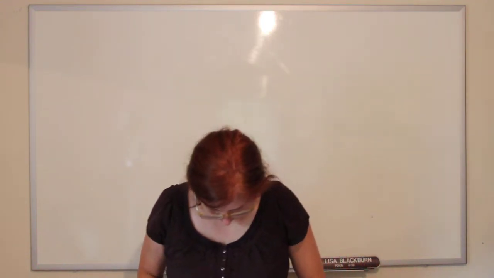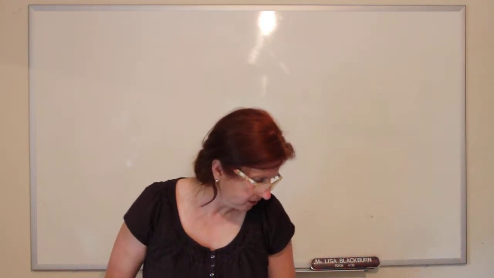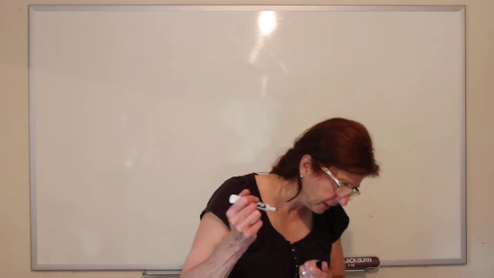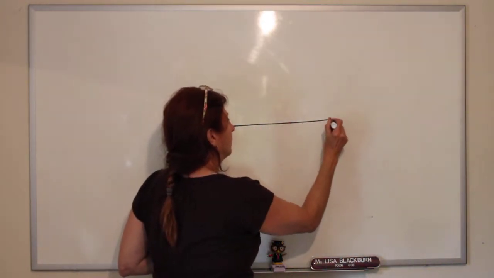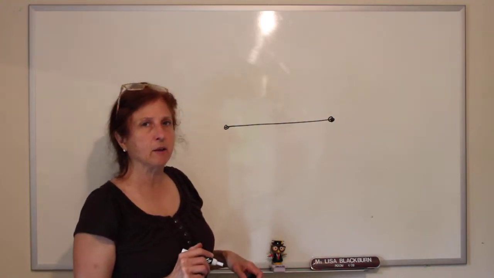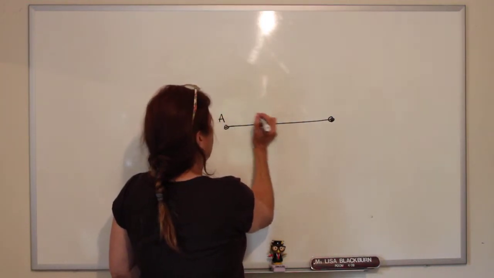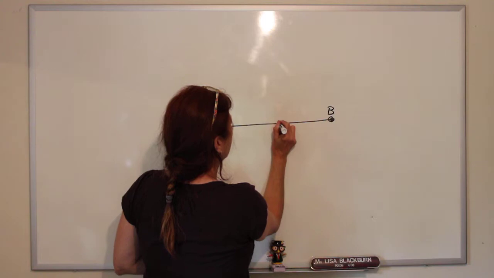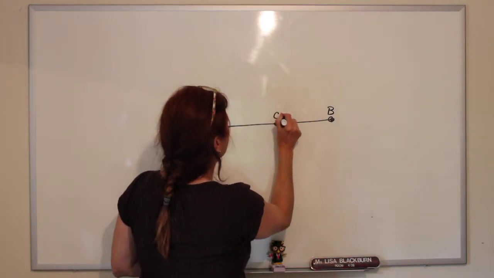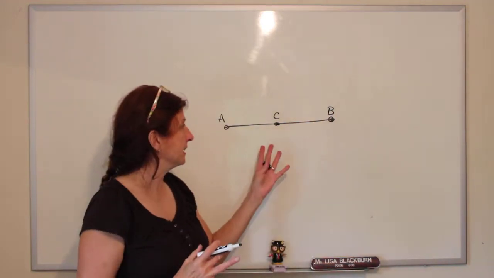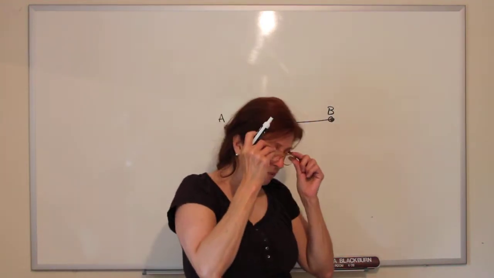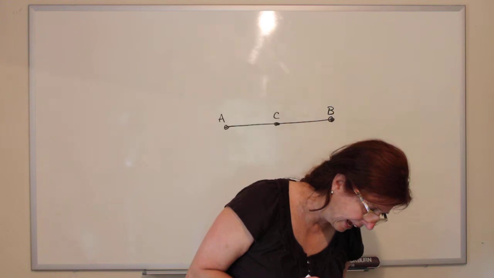So let me find which pen I want to use here. This one. Okay, so here I have a line segment AB, and if I put this point C exactly in the middle, C is a segment bisector. It's cutting it in half.